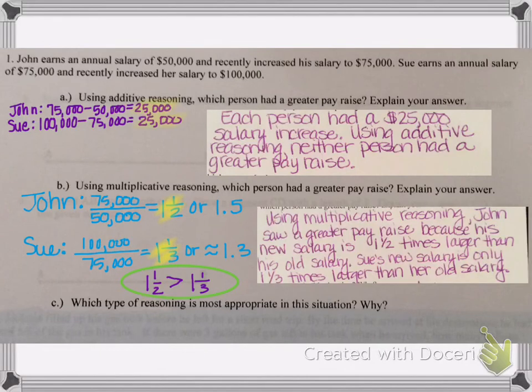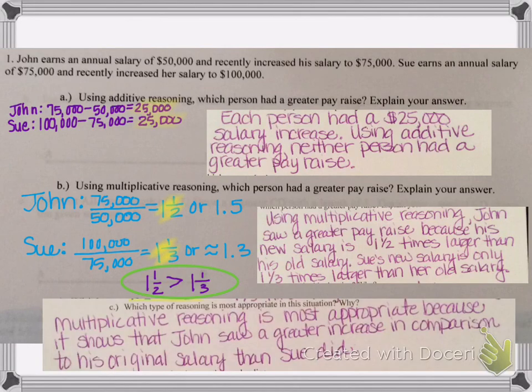we can say that using multiplicative reasoning, John saw a greater pay raise because his new salary is 1.5 times larger than his old salary. Sue's new salary is only 1 1/3 times larger than her old salary.